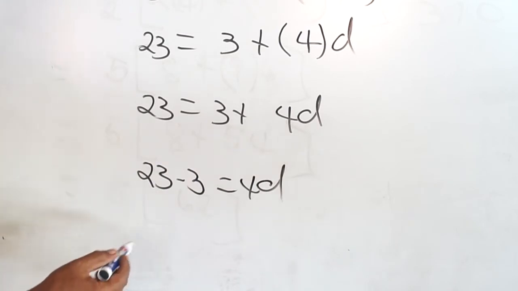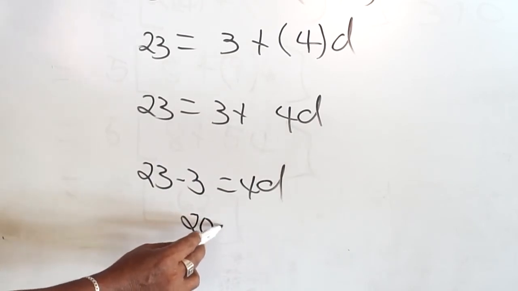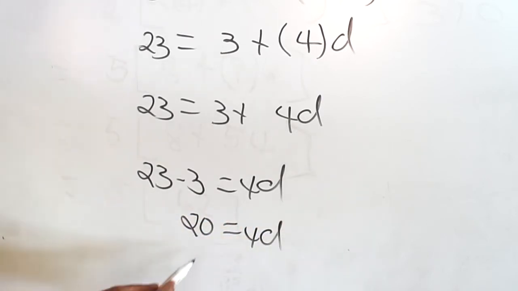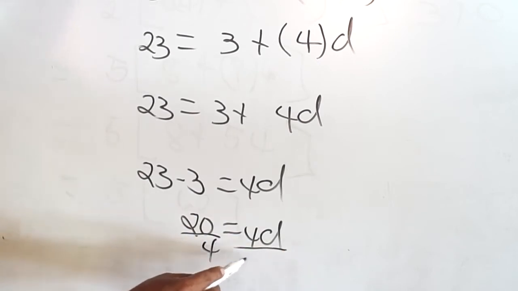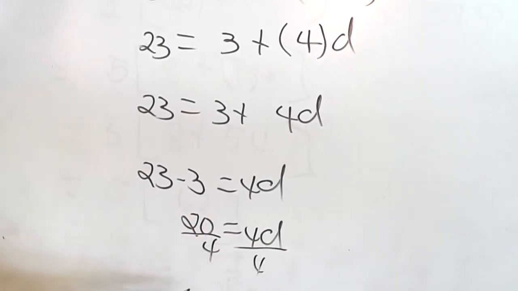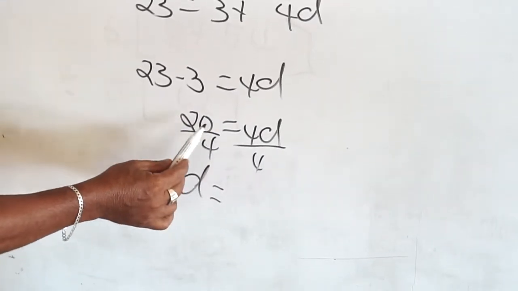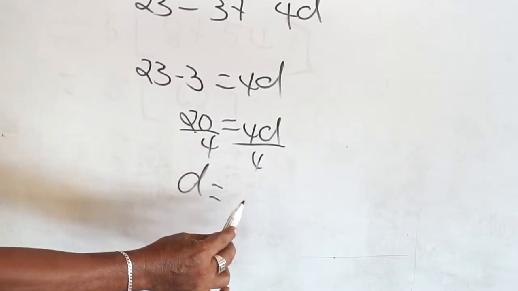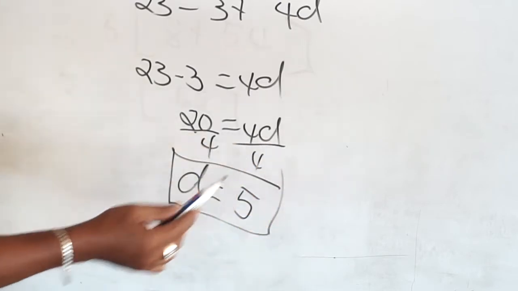So 23 minus 3, so we have 20. Then we have 4D. Then divide 4 both sides of the equation. So we have D is equal to 20 divided by 4, so we have here 5. So the common difference is equal to 5.